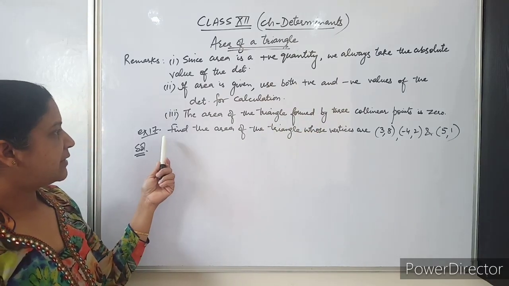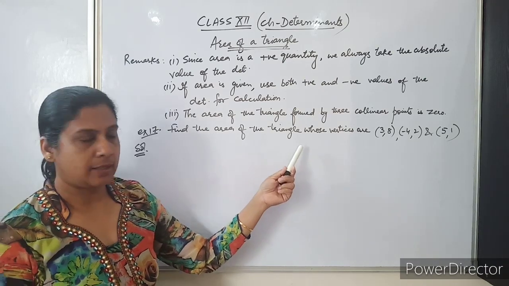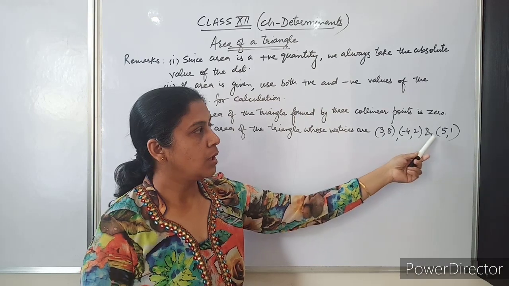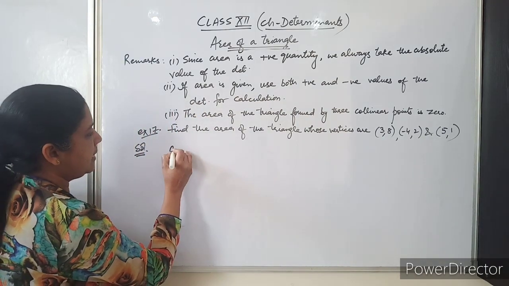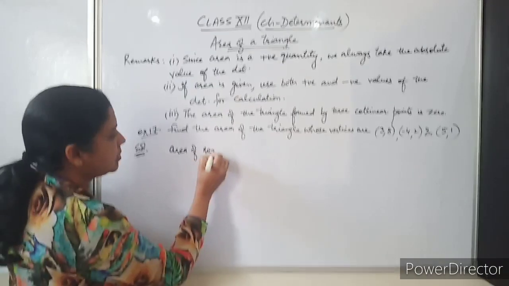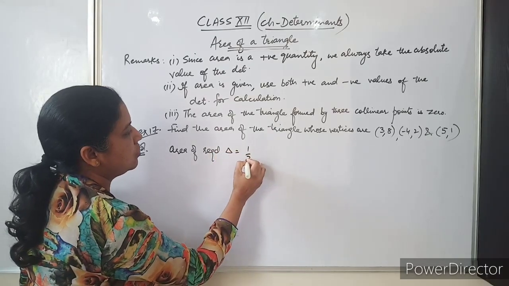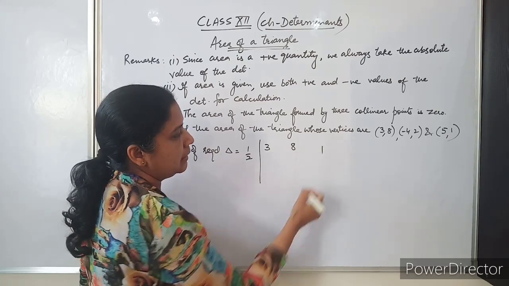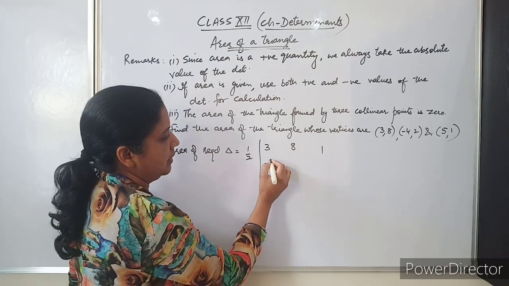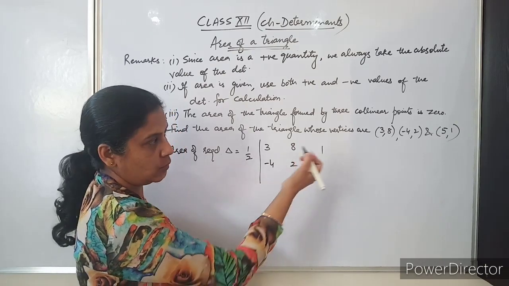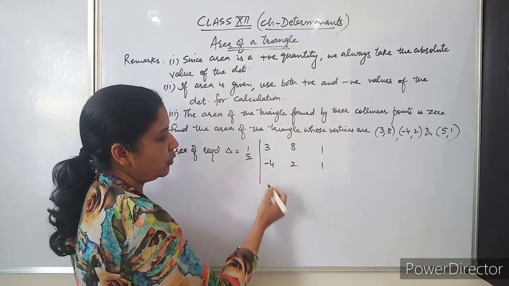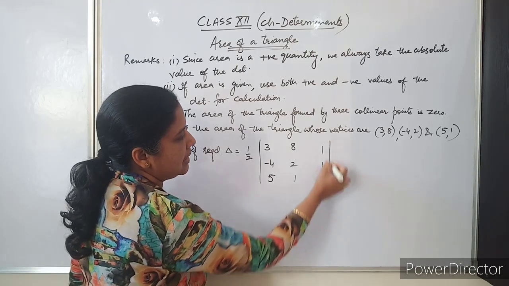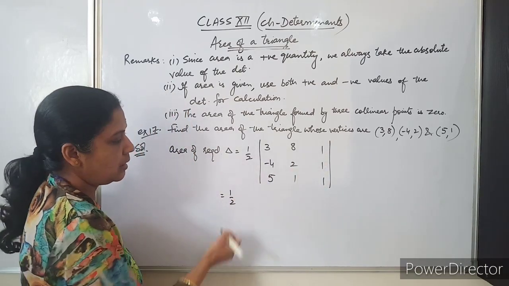Let's start doing example 17. Find the area of the triangle whose vertices are (3, 8), (-4, 2) and (5, 1). Area of the required triangle will be equal to half of the determinant. The first vertex is 3, 8, and the last entry in the first row will be 1. The second row will comprise the second vertex, -4, 2, and the last entry would be 1. The third row is given by the third vertex, 5, 1. Last entry 1, as we had discussed in the formula.